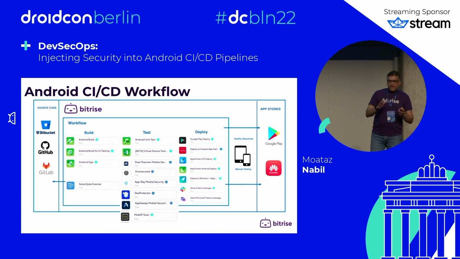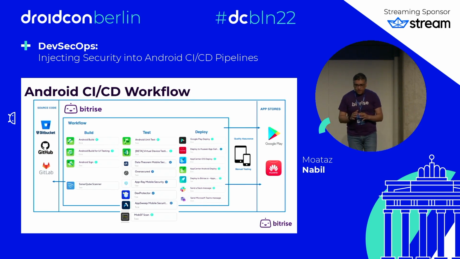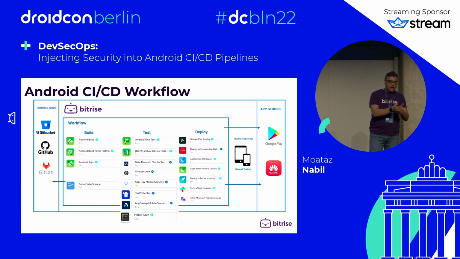And now, for example, let's apply this workflow in the Android CI/CD pipeline. Bitrise is a CI/CD platform as a service, so you can connect your source code with Bitbucket, GitLab, or GitHub. You have steps for building the application, like Android build, or build for UI testing, or just build the APK, and also you have Android sign. And also you have a SonarQube scanner, which is like running a static analysis testing tool.